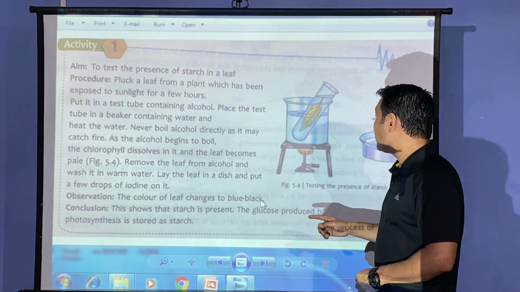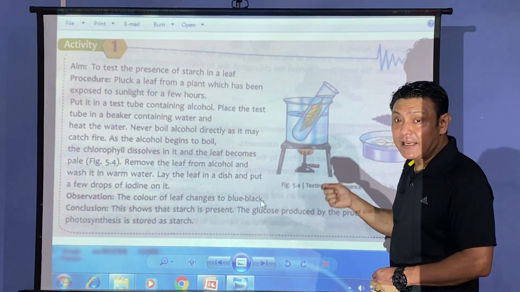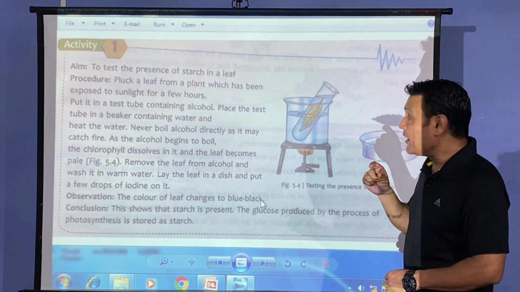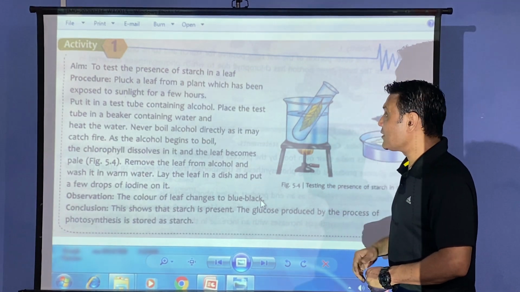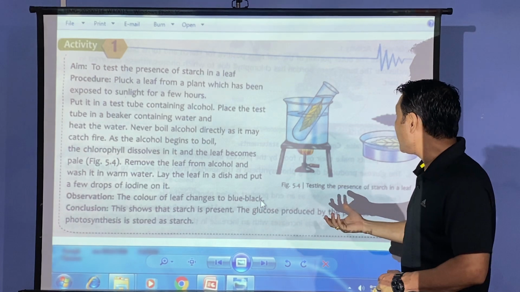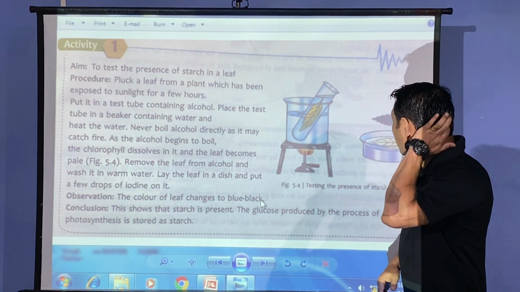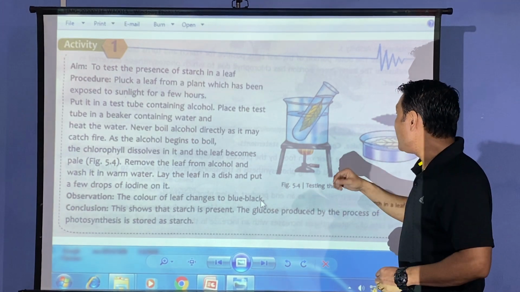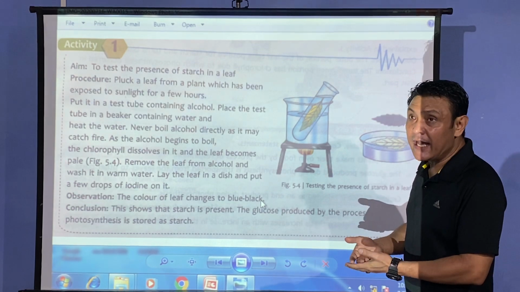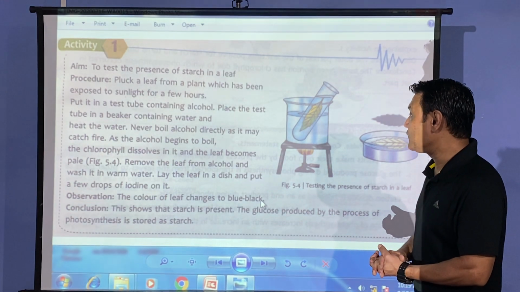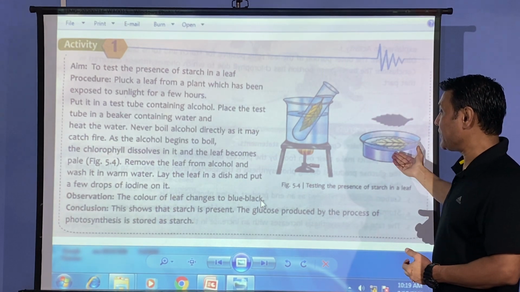Once more, how do we go about it? We put the leaf inside the alcohol which is contained in the test tube. Now we put the test tube inside the water bath containing hot water and we boil it to decolorize the leaves. Now we take out the leaves and wash them in cold water, and to make the leaf soft also we wash it. And then we put it in the petri dish over here. This is the petri dish.